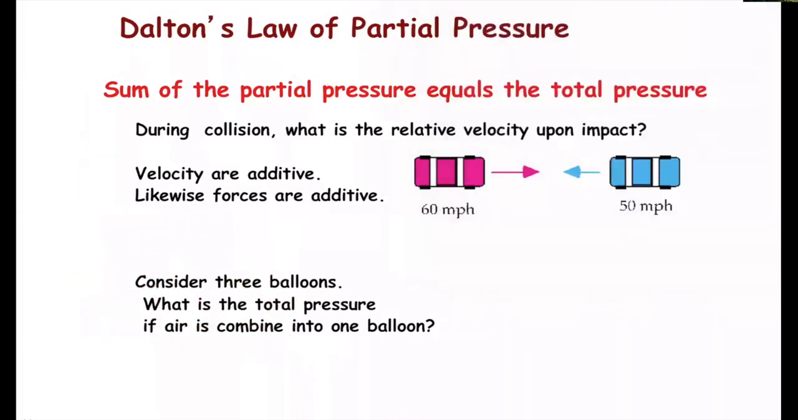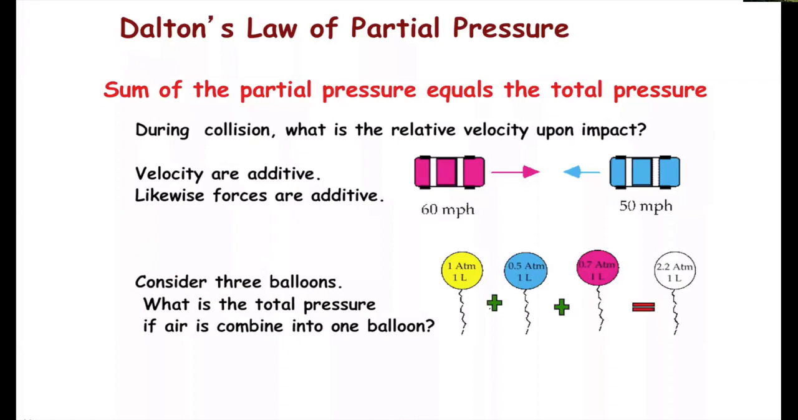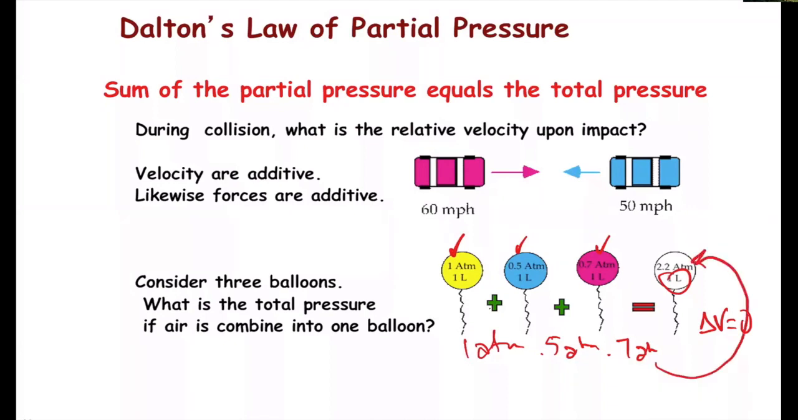So, consider 3 balloons. What is the total pressure if the air is combined in one balloon? So we have 1 liter, 1 liter, 1 liter. And the question is, what is the total pressure when 1 atmosphere, 0.5 atmosphere, and 0.7 atmosphere are combined so that the volume, notice the volume doesn't change. Delta V equals 0. This volume is the same as the other. So it's simple enough. All you do is add the pressures and it comes out to 2.2 atmosphere. And that would be correct in terms of applying Dalton's law of partial pressure. The sum of the pressures is equal to the total pressure as long as the volume doesn't change. Once the volume changes, you have to correct for the fact that the volume is not the same anymore.